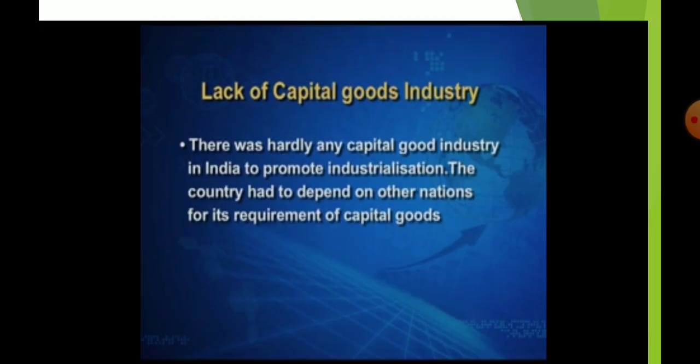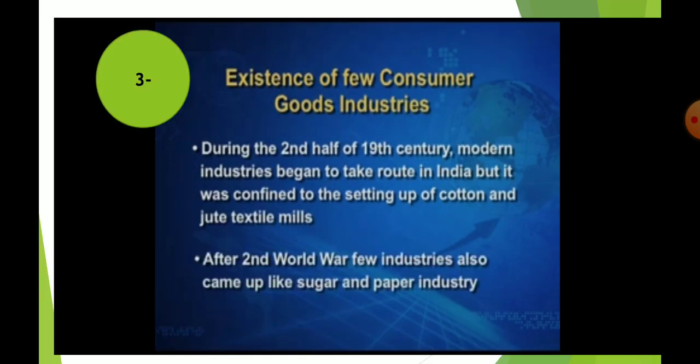So in this way there are hardly any capital goods industries in India. To promote industrialization, the country had to depend upon other nations for its requirement of capital goods. The third step is the existence of few consumer industries.